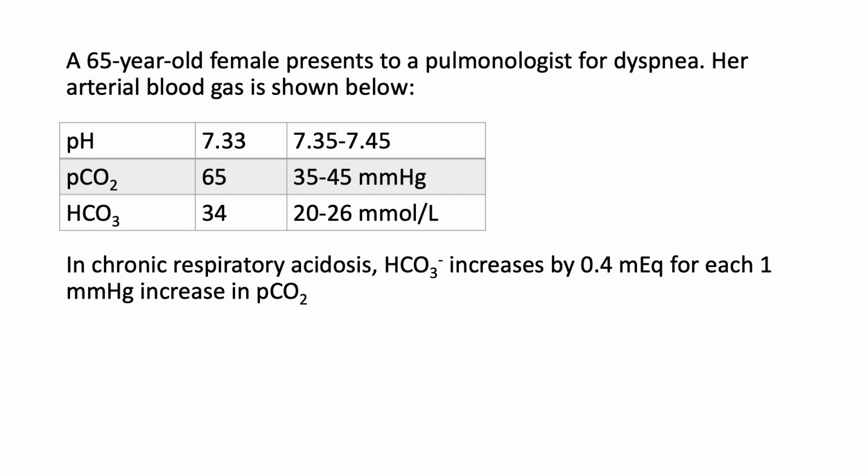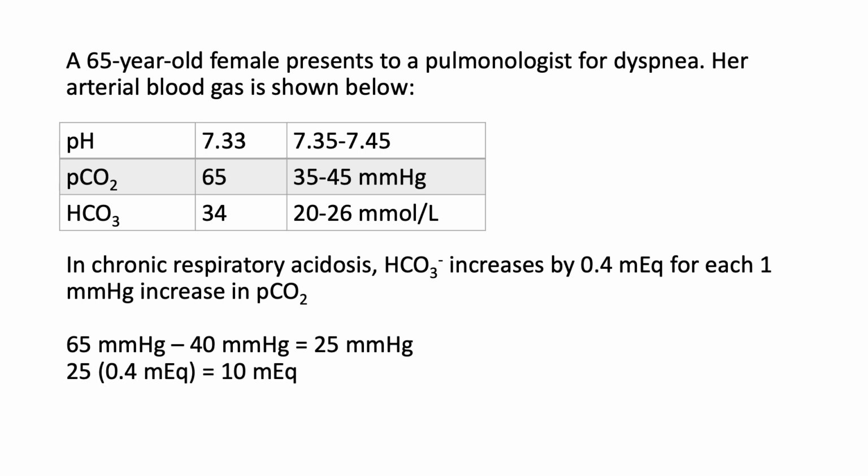Remember, in chronic respiratory acidosis, when your kidneys have time to respond, you're going to increase your serum bicarbonate by 0.4 milliequivalents for each millimeter of mercury increase in PCO2. So if we take that 25 millimeters of mercury and we multiply it by 0.4, now we'd expect the bicarb to go up by 10. 24 plus 10 is 34, which is what we see in this case. So this suggests that this woman has a chronic respiratory acidosis.